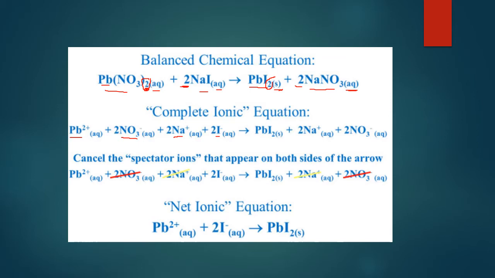Notice that we also keep the coefficients in front of each ion. For instance, lead. There's only 1 lead atom, so there's a coefficient assumed of 1 in front of that. For the nitrate ions, that 2 outside of the parentheses, notice now we put it as a coefficient saying there are 2 negative nitrate ions. Also 2 sodium cations and 2 iodine anions.